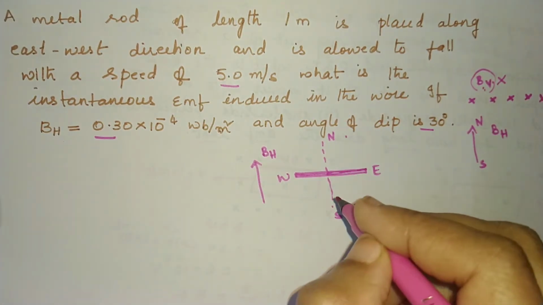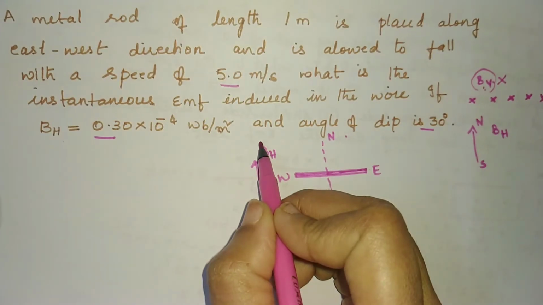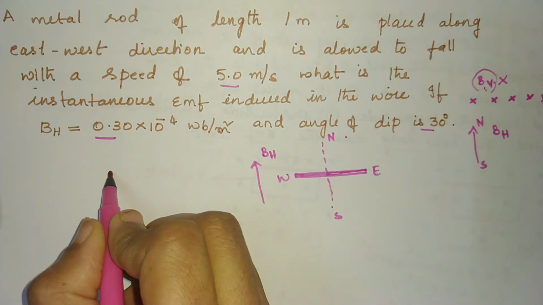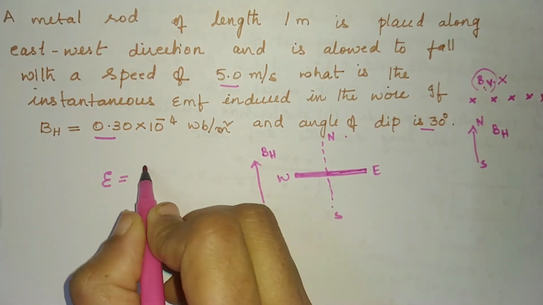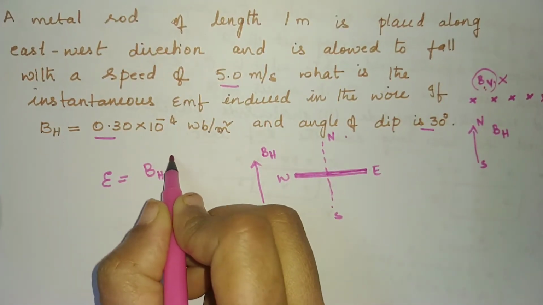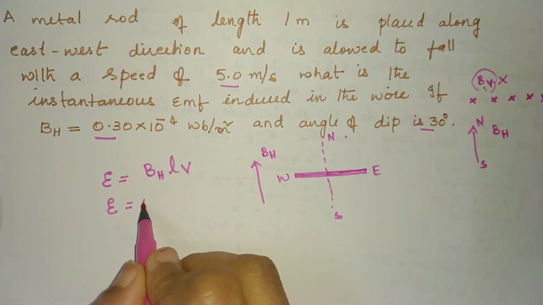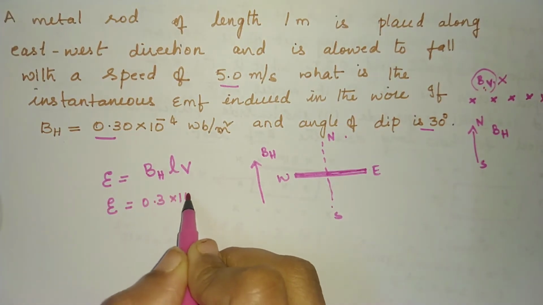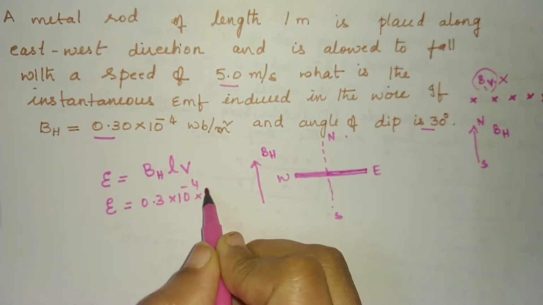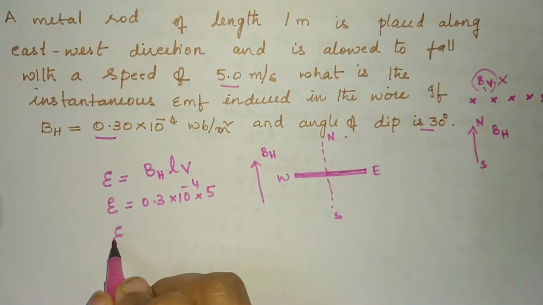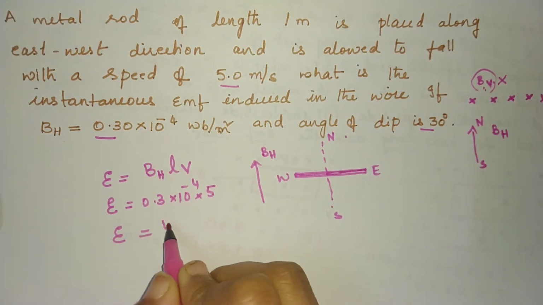Since velocity is downward, BH is acting upward, and the conductor is along west to east, there is an induced EMF due to BH. BH, L and V are mutually perpendicular directions. So that should be BH, 0.3 into 10 power minus 4. Length of the conductor is 1 meter. Speed is given as 5. So what should be the induced EMF?